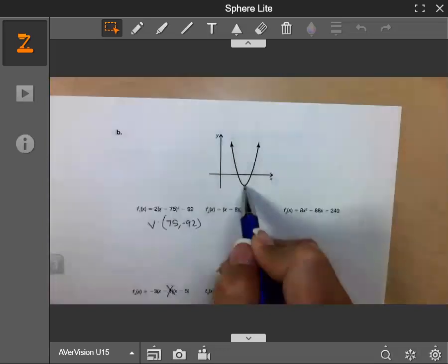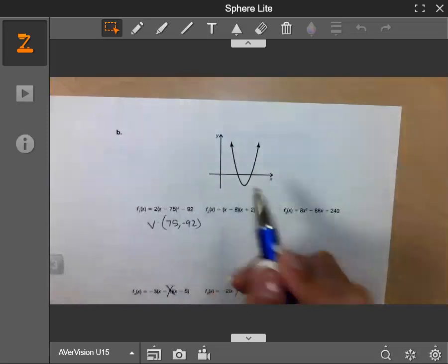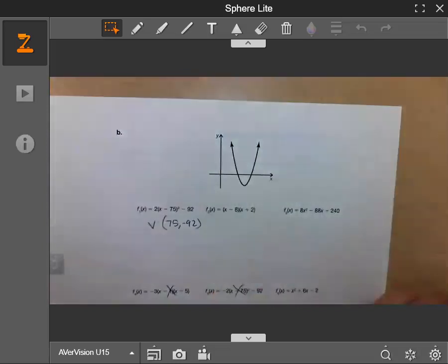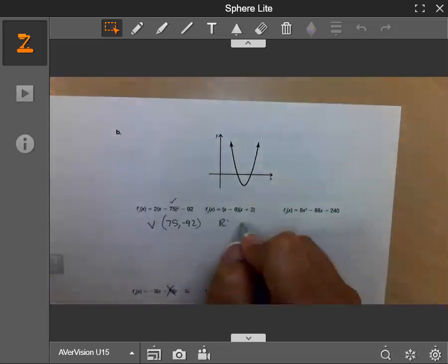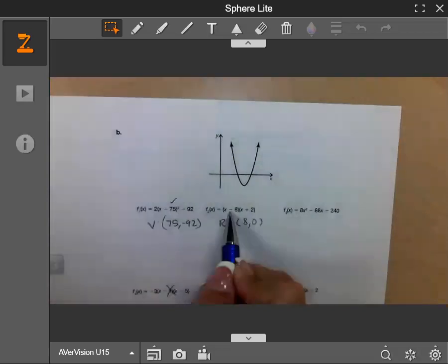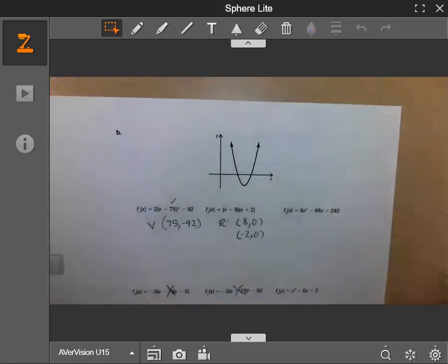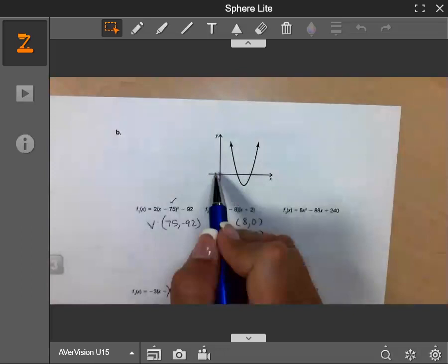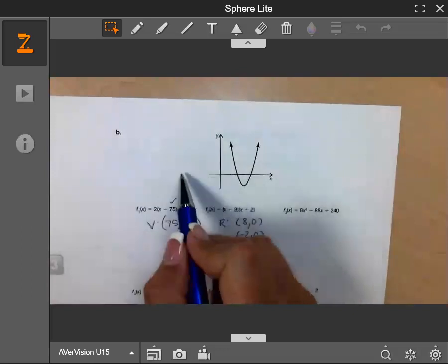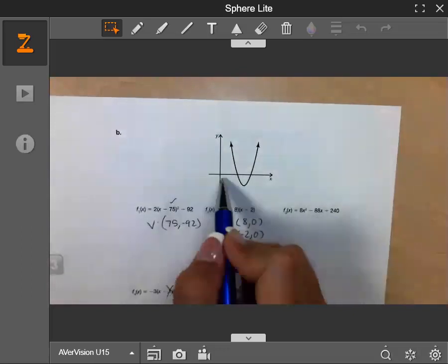That could work. That's in the third quadrant. We don't know what the scale is here, so that could work. So this could be one of the answers. This one here is the factored form. So my roots are 8, 0, because the minus is part of the formula, and negative 2, 0. Both of these are in a positive values. So negative roots would be over here on the x-axis, not on this positive side. So that can't work.